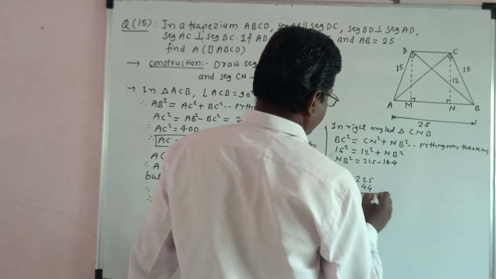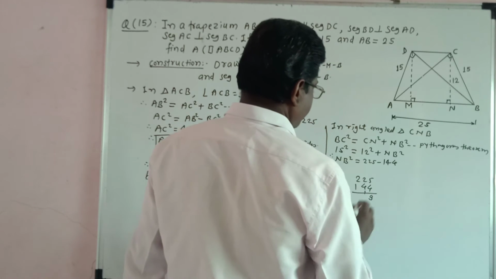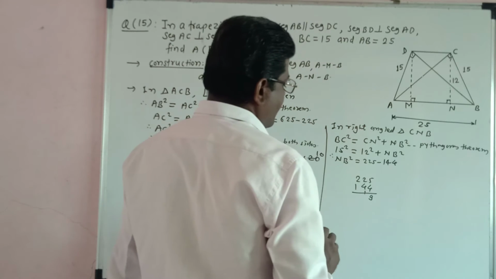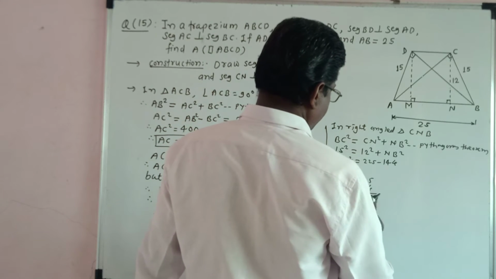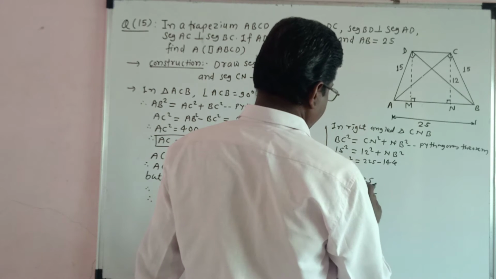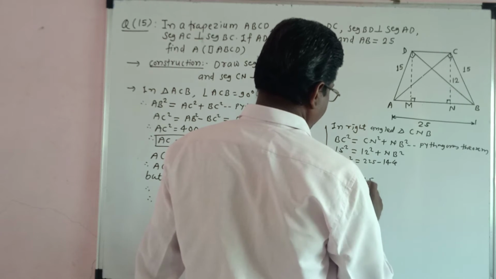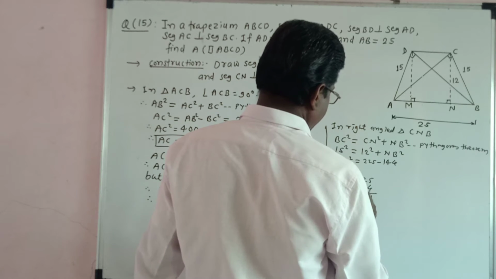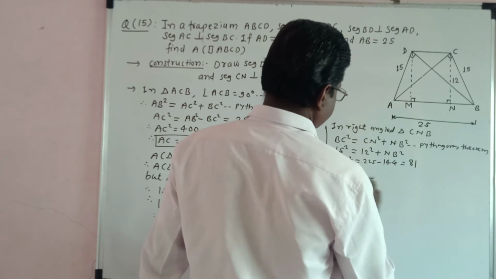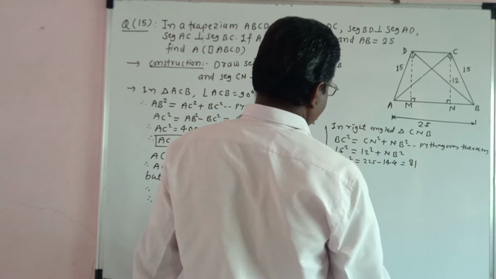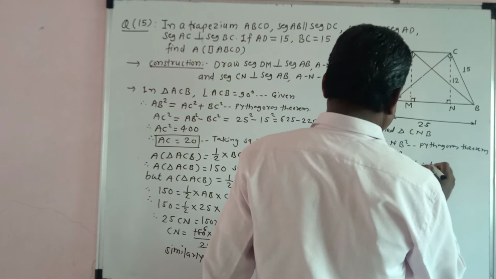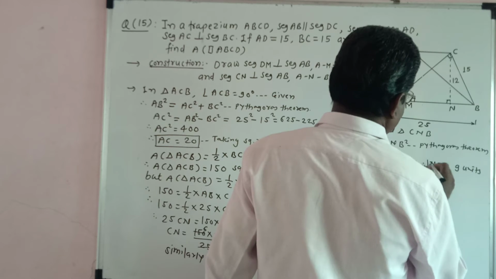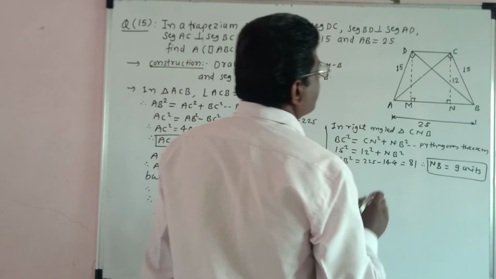225 minus 144 will be 81. So NB square is equal to 81. Therefore NB is equal to 9 units. NB is equal to 9.